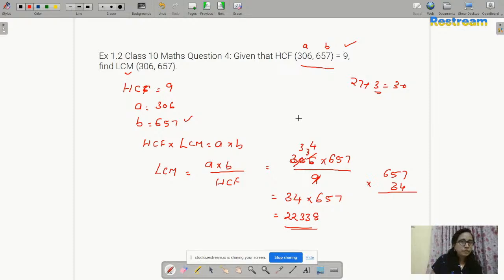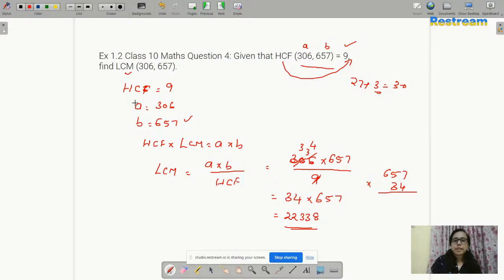Don't get confused about what is A and what is B, because inside the bracket we are given 306 and 657. The first number is A and the second number is B. A and B we are given 306 and 657. That's all. And the HCF of these is 9.